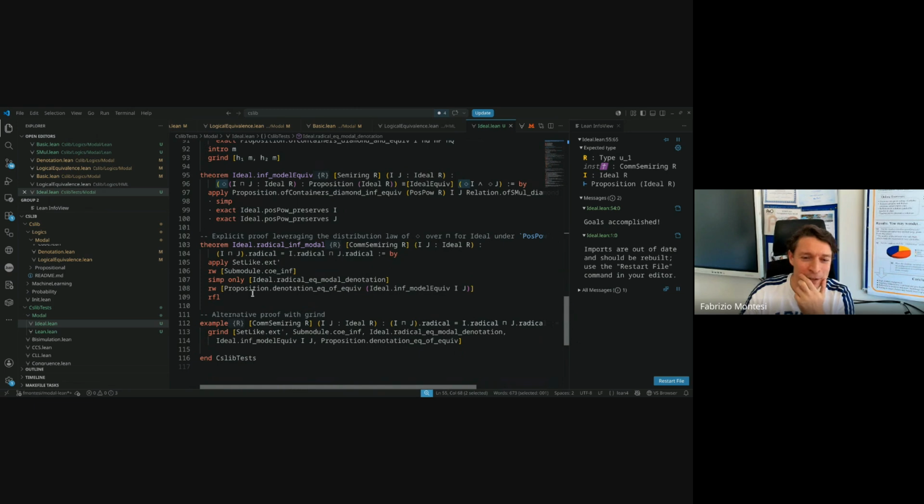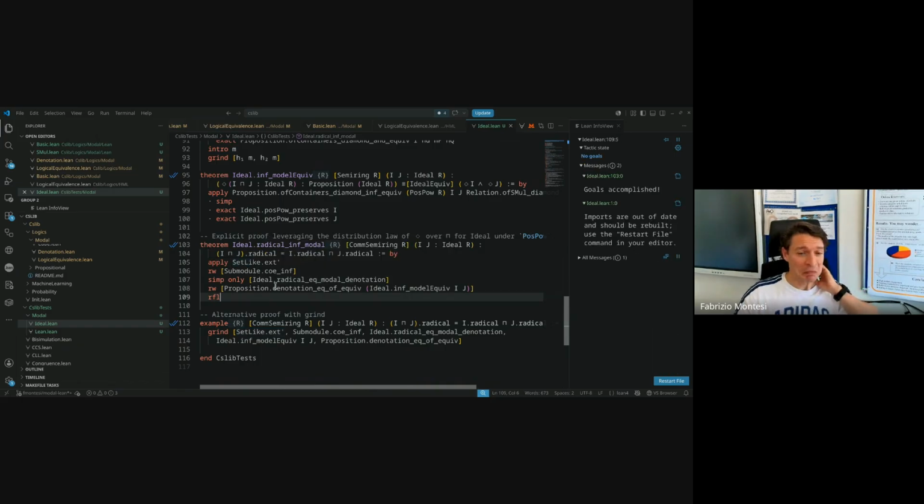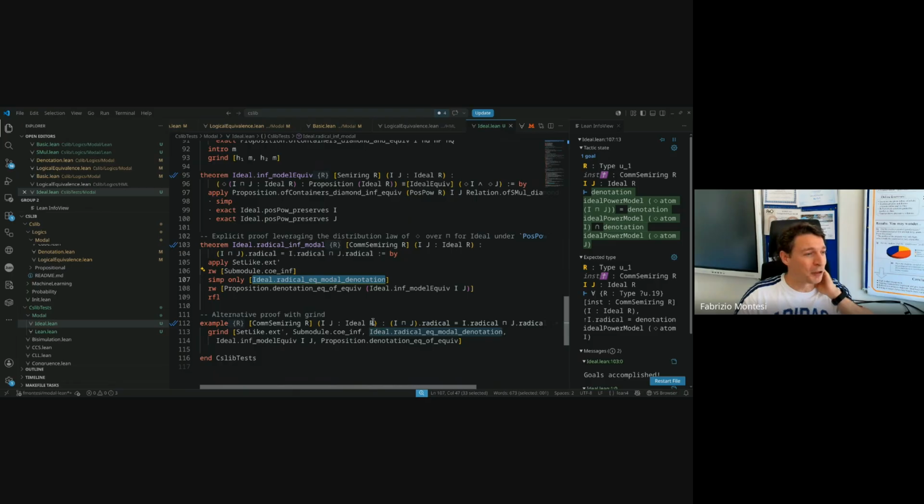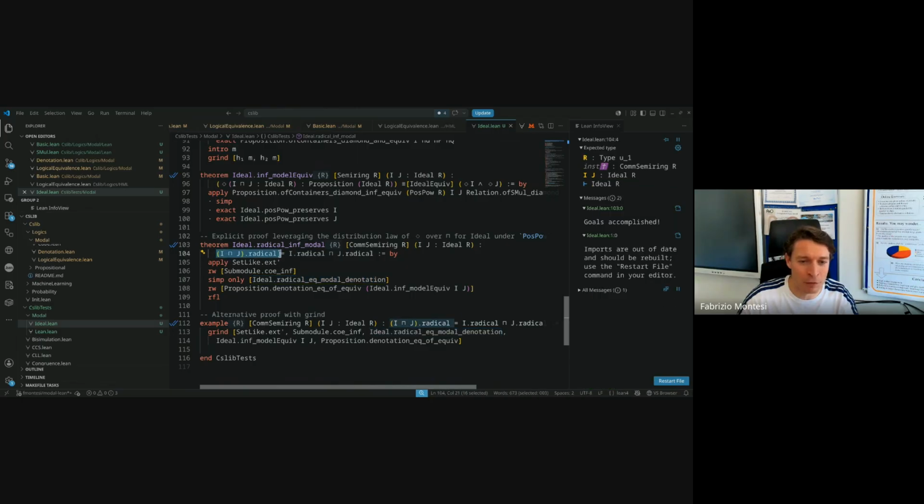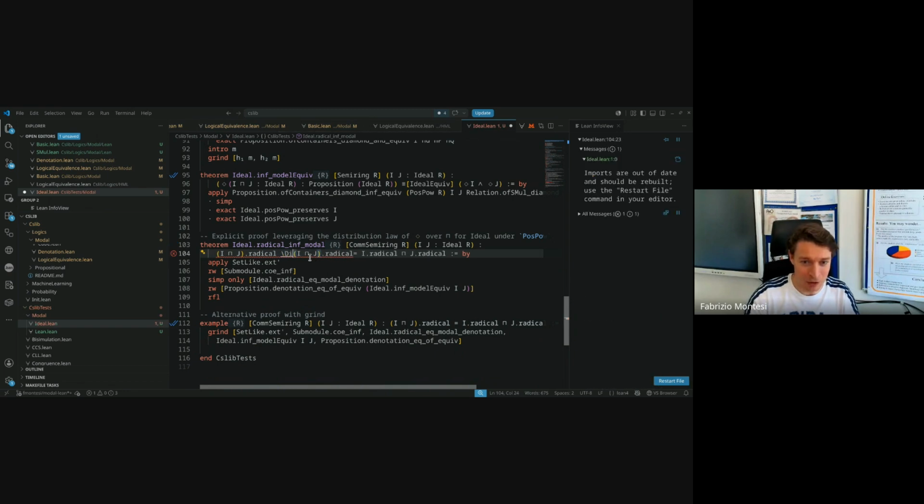I have reproven, in a different way, what is called radical inf in Mathlib, which is that if you take the radical of the intersection of two ideals, that's equal to the intersection of the two radicals. The proof doesn't expand anything. It just says, well, let's switch to modal logic because this is equal to the denotations, right? So basically, this goes from this to diamond of that, right? That's what it does.